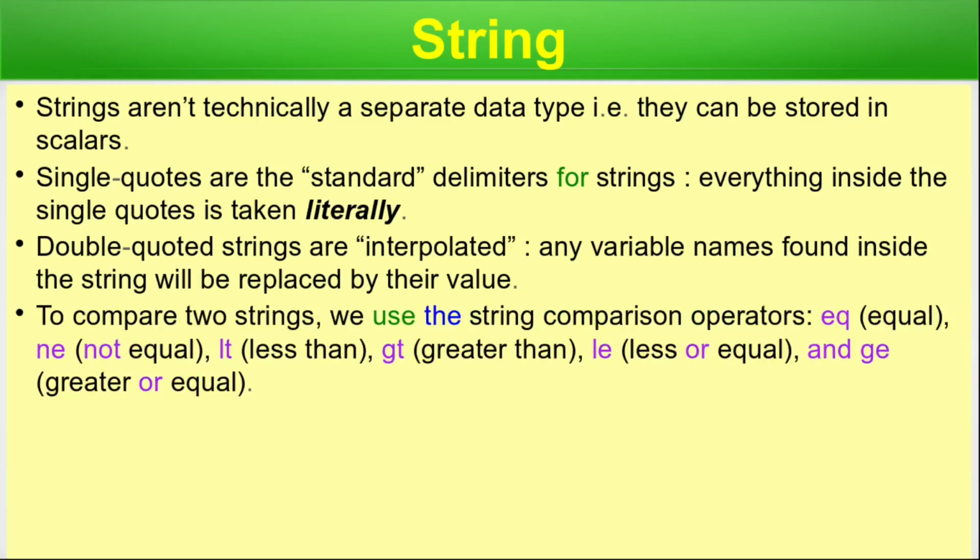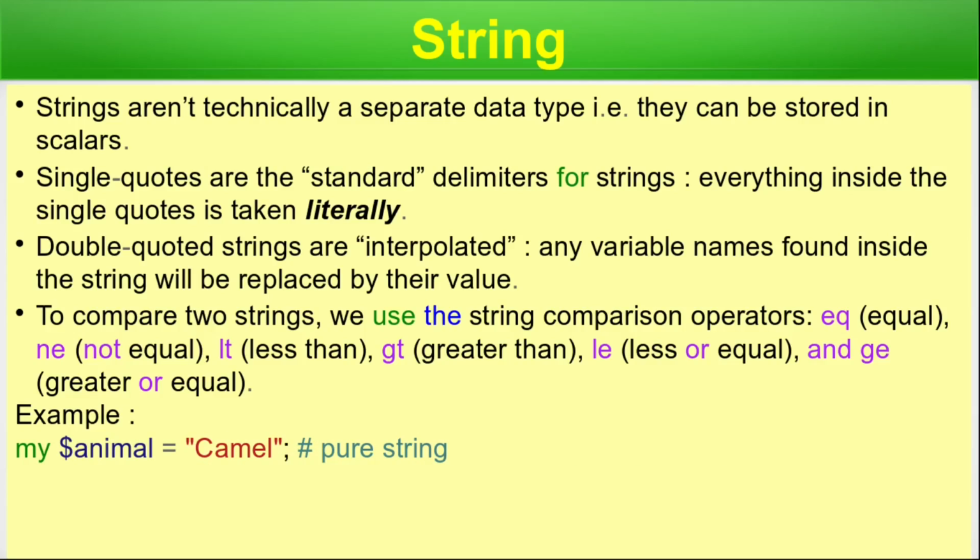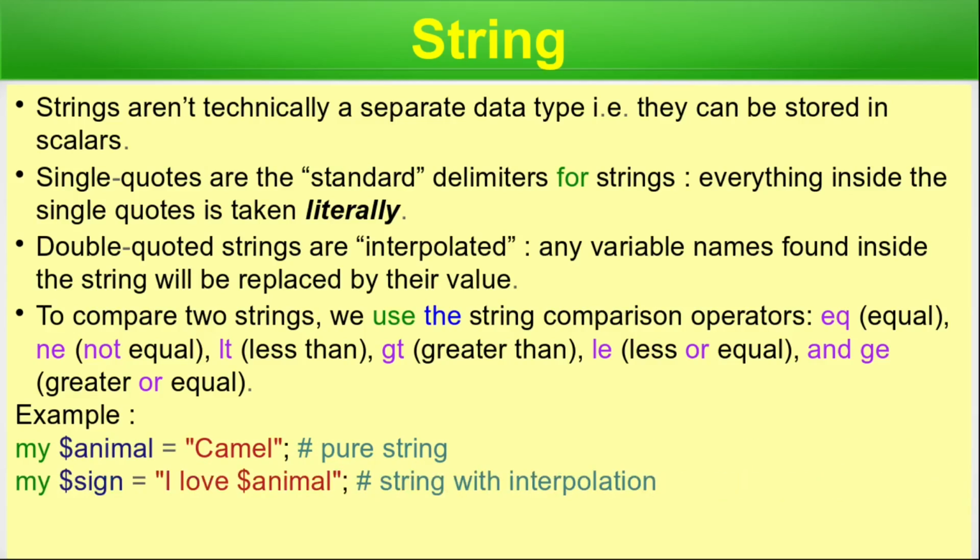To compare two strings, we use the string comparison operators EQ, NE, LT, GT, LE and GE. This I have explained when I explained the if condition already. Example: $animal is equal to camel. It's a pure string. Then $sign is I love a $animal. It's within the double quotes. Now this $animal will get replaced and it will become camel, and it will be stored in the $sign. String with interpolation. So here it is interpolated.